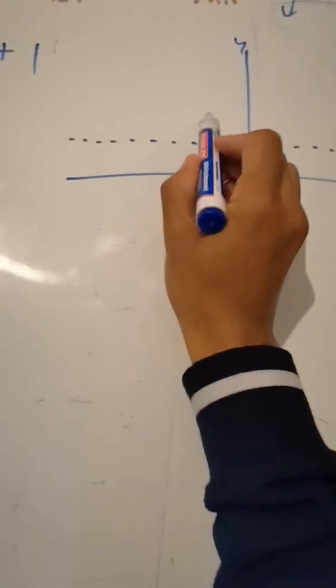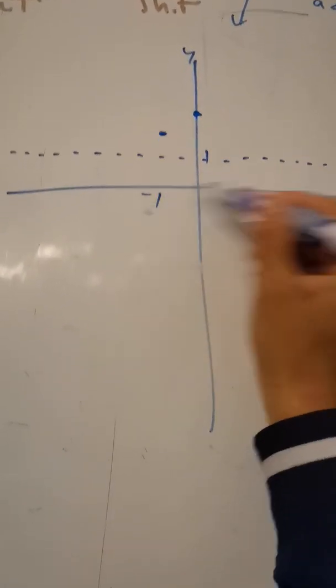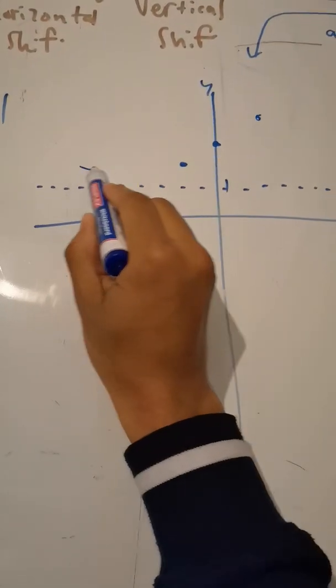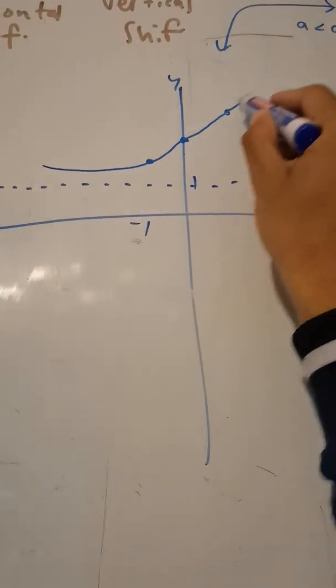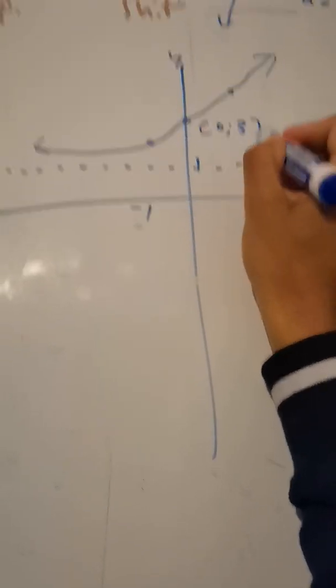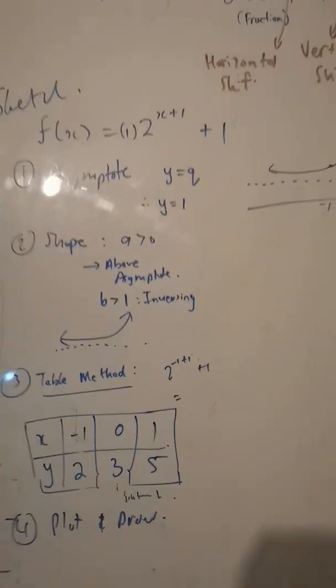So if x is -1, y is 2. So that's about there. 0 and 3 is about there. And then 1 and 5 is about here. And we can draw our graph based on the shape that we got. And that is 0 and 3. You can see that in this graph, there's no x-intercept. And that is the graph of f(x) = 2^(x+1) + 1.